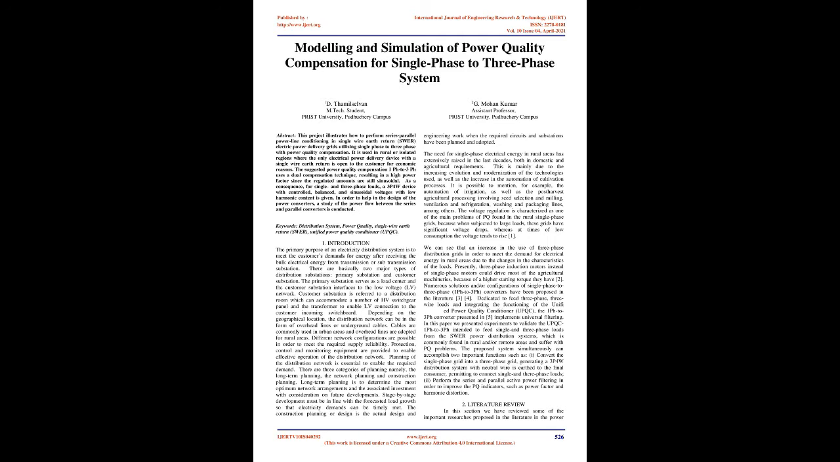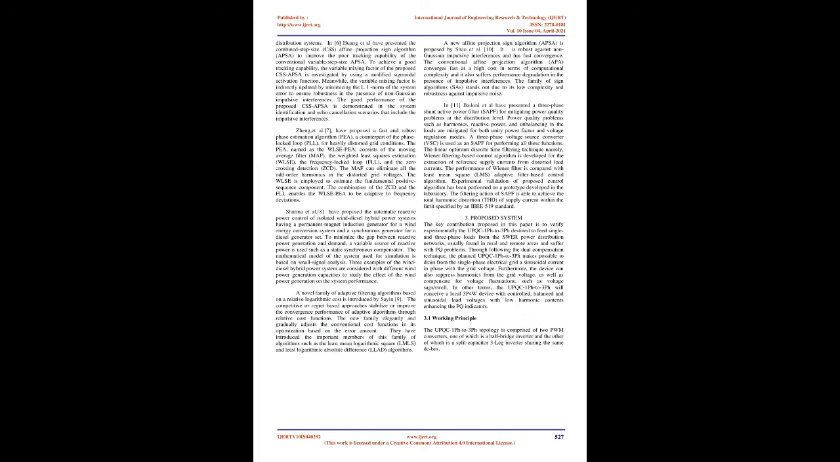The voltage regulation is characterized as one of the main problems of PQ found in the rural single-phase grids, because when subjected to large loads, these grids have significant voltage drops, whereas at times of low consumption the voltage tends to rise. We can see an increase in the use of three-phase distribution grids in order to meet the demand for electrical energy in rural areas due to the changes in the characteristics of the loads.